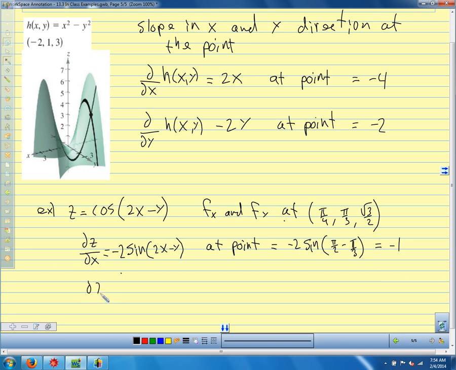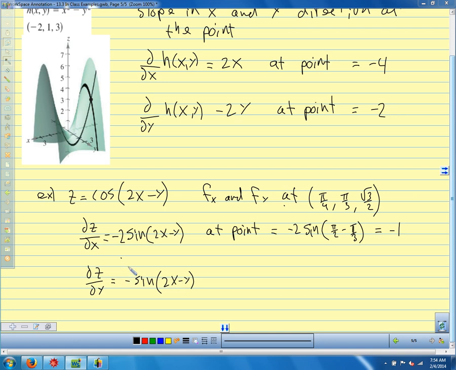And then our partial with respect to y, dz dy. We know we have to start out with a negative sine. And we have whatever is inside, minus sine of 2x minus y. And our partial of the inside function when we do our chain rule with respect to y is -1, so that goes away. And then we evaluate that at our point. And so we get the sine of pi over 2 minus pi over 3. And when we simplify that, we get 1/2.